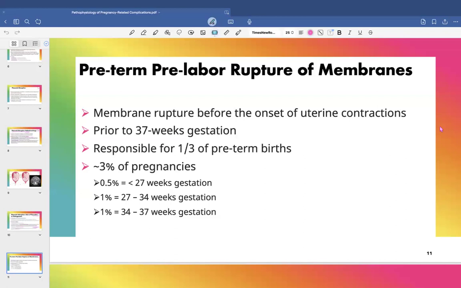Only about 0.5% will occur before 27 weeks. And then another 1% between 27 and 34, and 1% between 34 and 37. So obviously, the closer to the gestational due date, the better for the baby, okay? The problem we run into is underdevelopment, especially of the lungs.